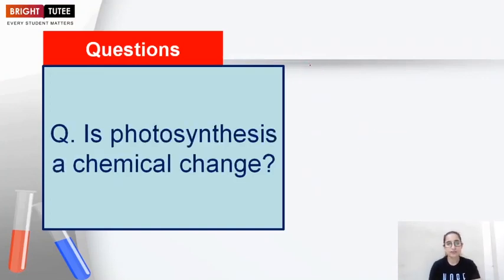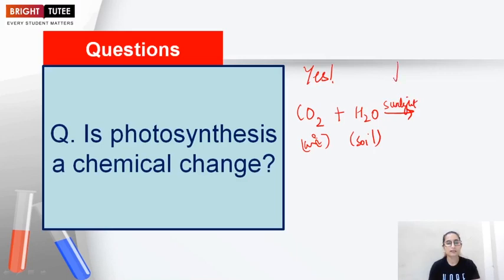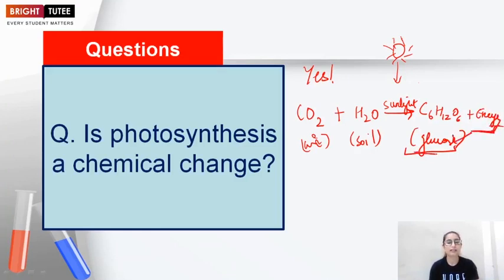Next, is photosynthesis a chemical change? Yes. And how do we explain it? Plants use carbon dioxide present in the air and the water obtained from the soil, and sunlight, obviously. Sunlight is used from the sun. These 3 initial reactants are used to form glucose, that is C6H12O6. This is glucose, right? And energy is released.